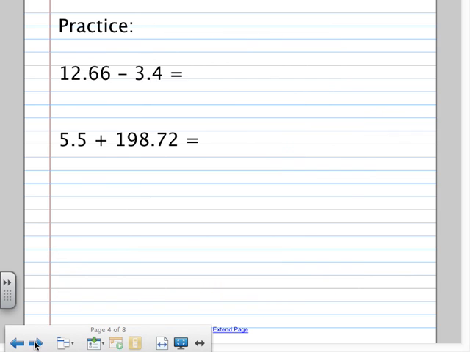So as long as you remember to line up the decimals, that is the most important thing to do. So go ahead and pause it and try these two on your own, and then hit play to see what the answer should be.